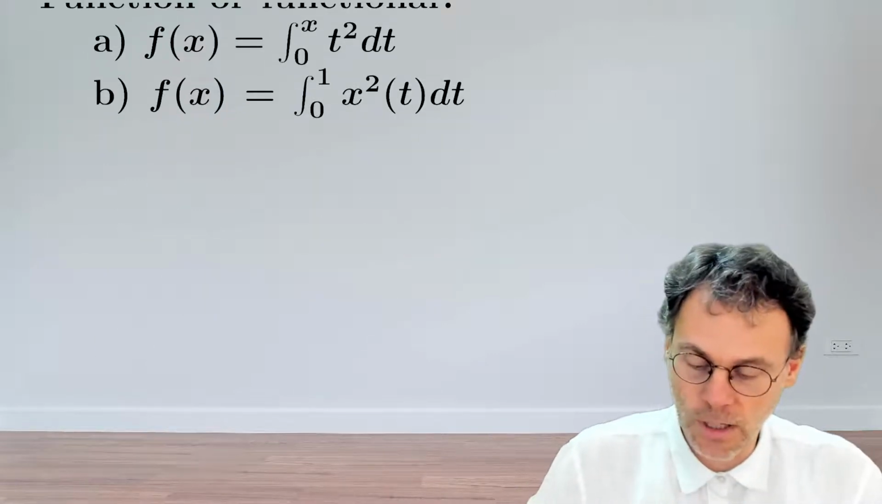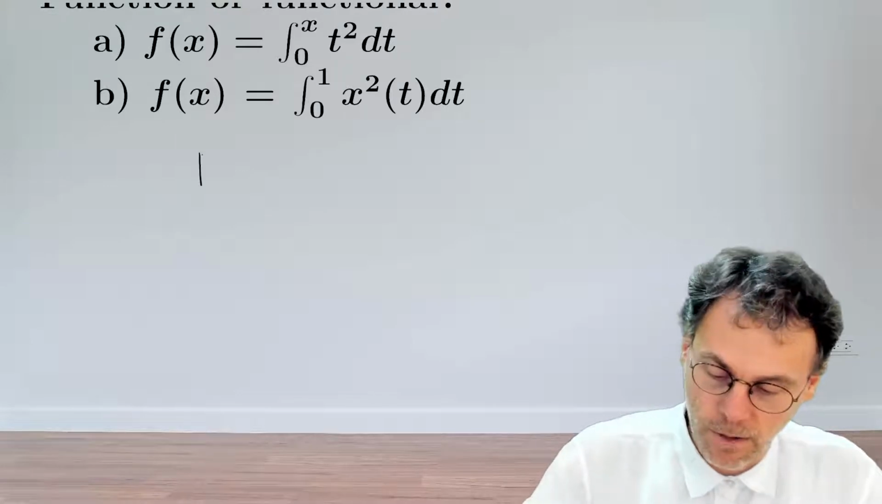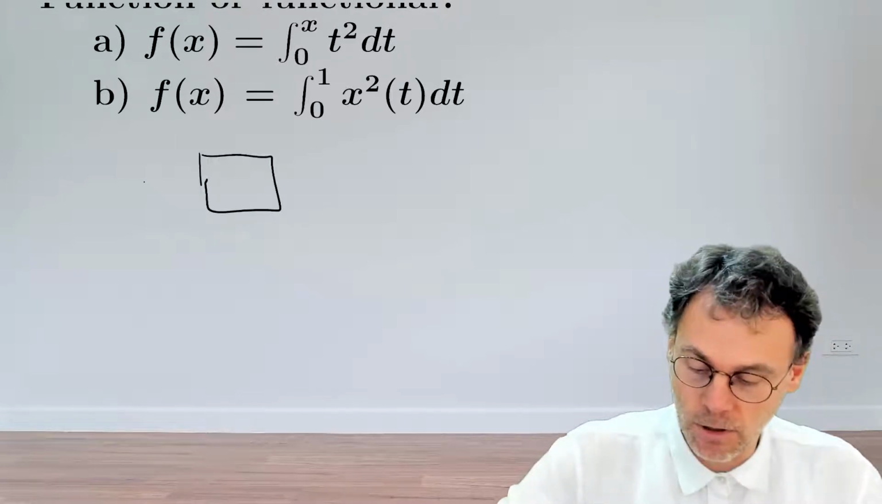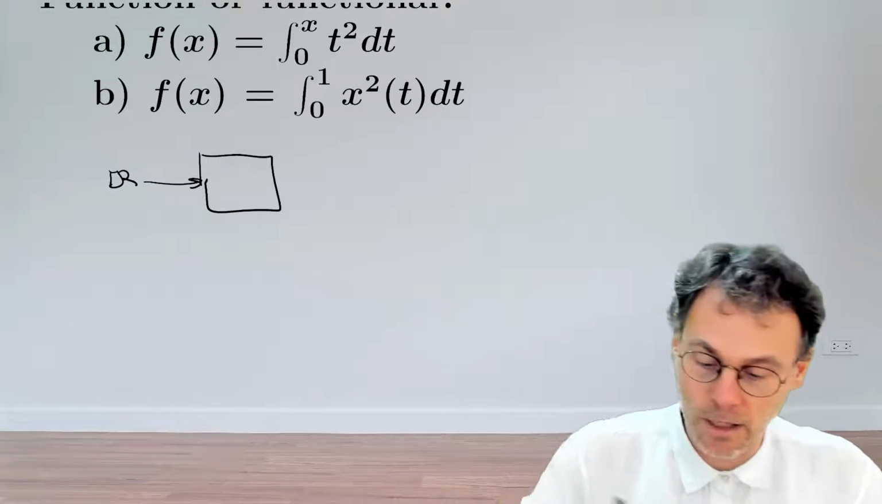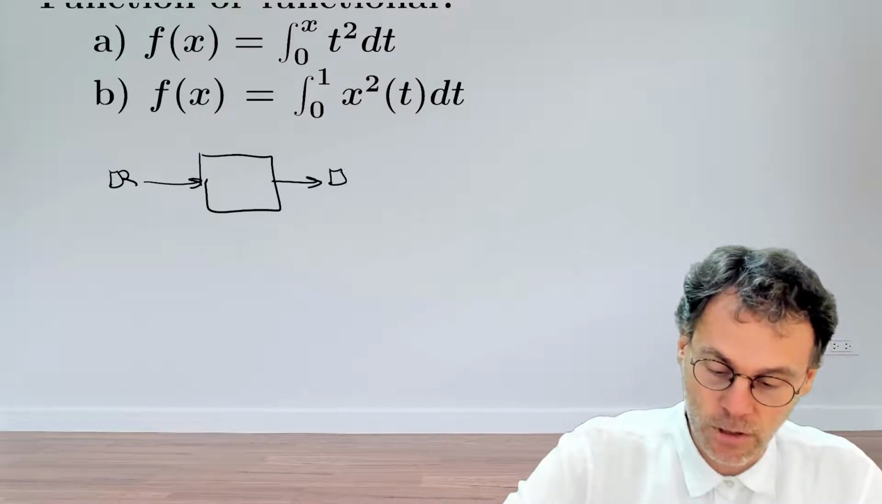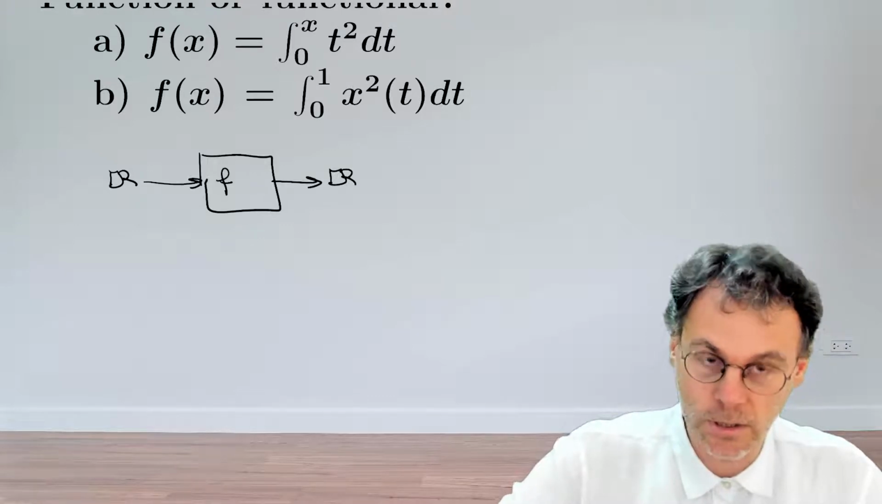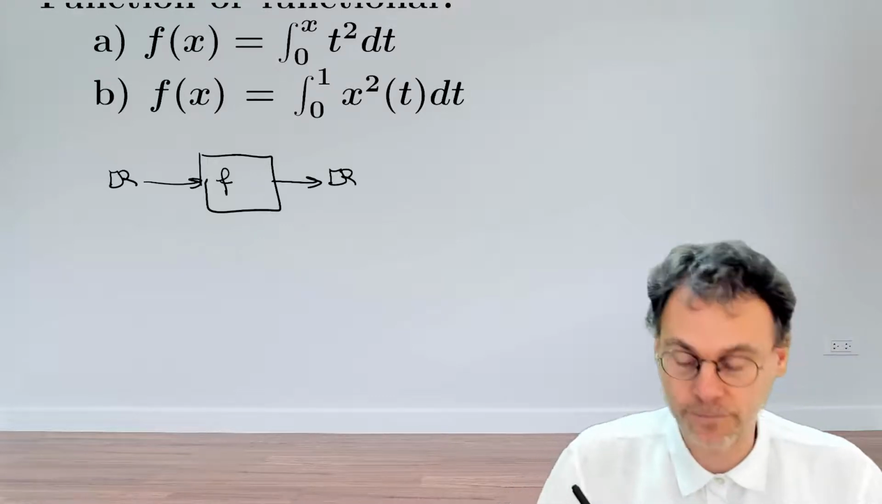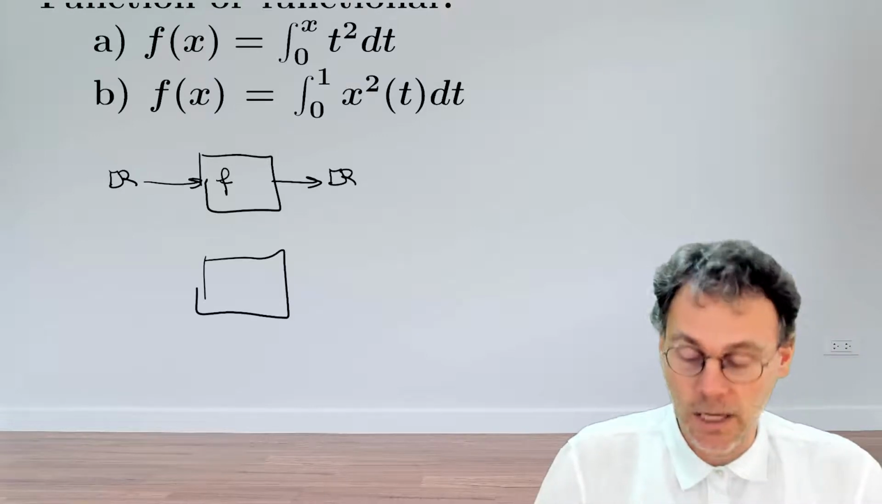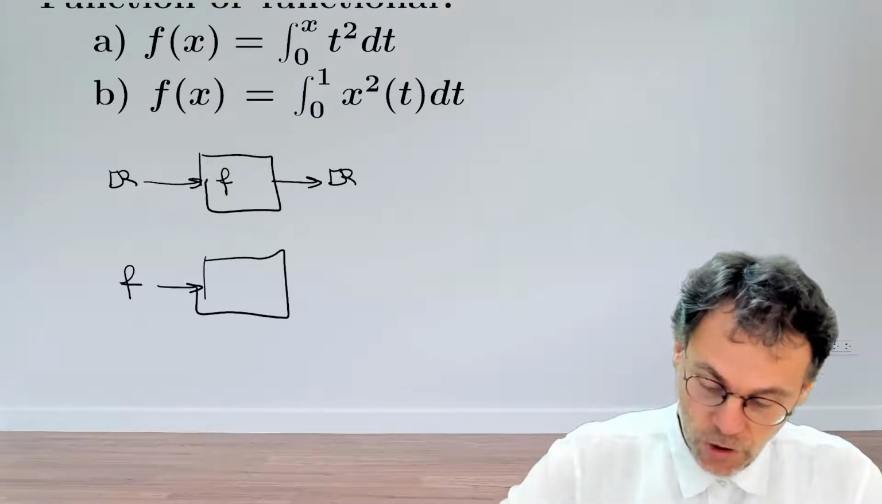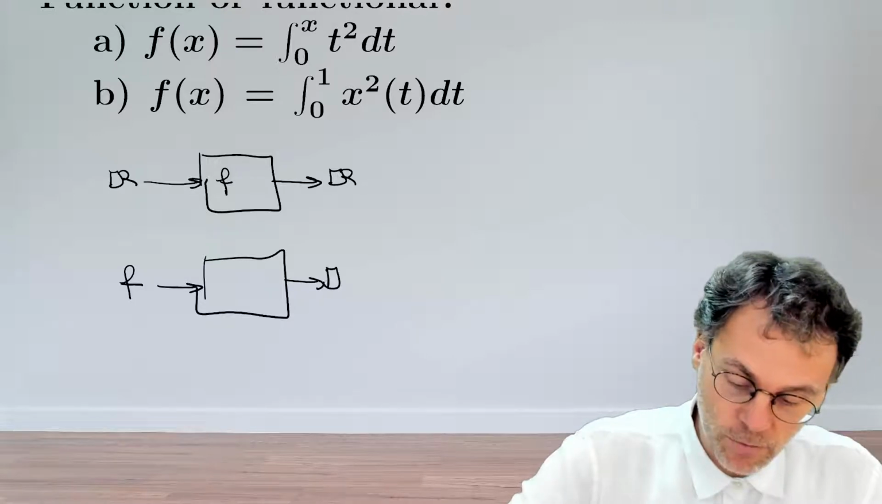So a function is an object, a black box, that takes in a number, and let's say a real number here for the sake of argument, and then that black box, that function, spits out another number. So this is our function f. A functional, on the other hand, takes as input an entire function, but also spits out a number.